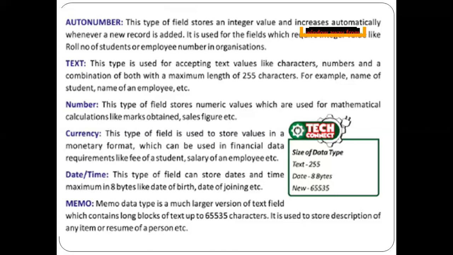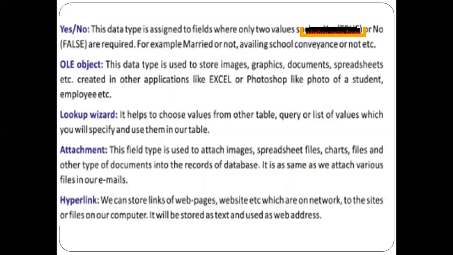Now, a few more we have to study. So let's move to the next page. Yes, no. This data type is assigned to the fields where only two values, such as true or false, are required. Like for example, are you married or not? Availing school conveyance or not? Where I want to only say yes or no. Male, yes. Female, no. That kind of question. So that comes under yes and no.